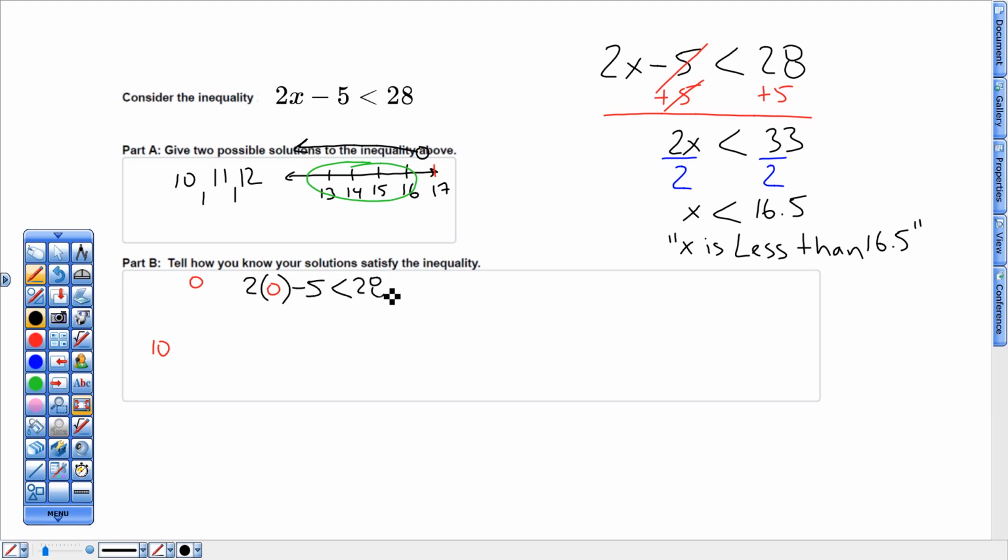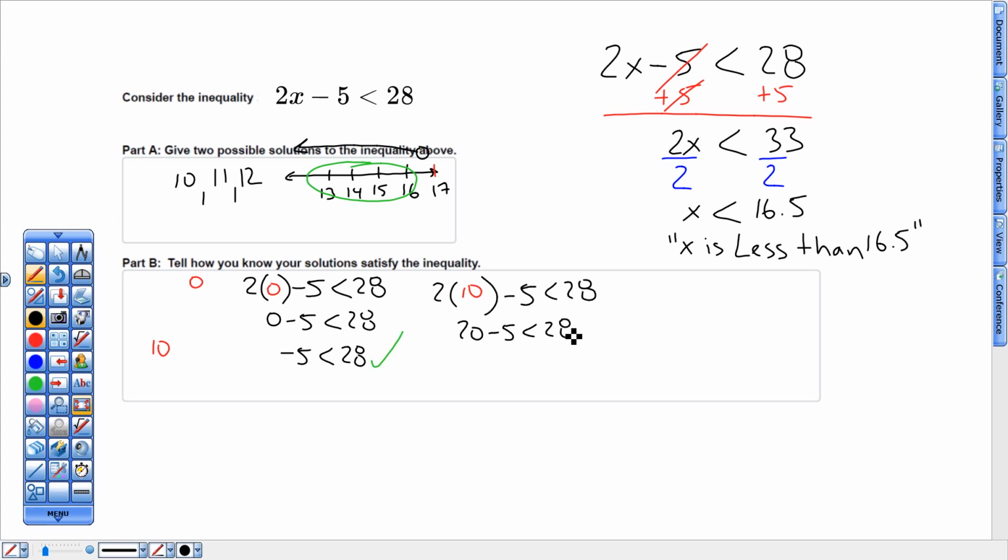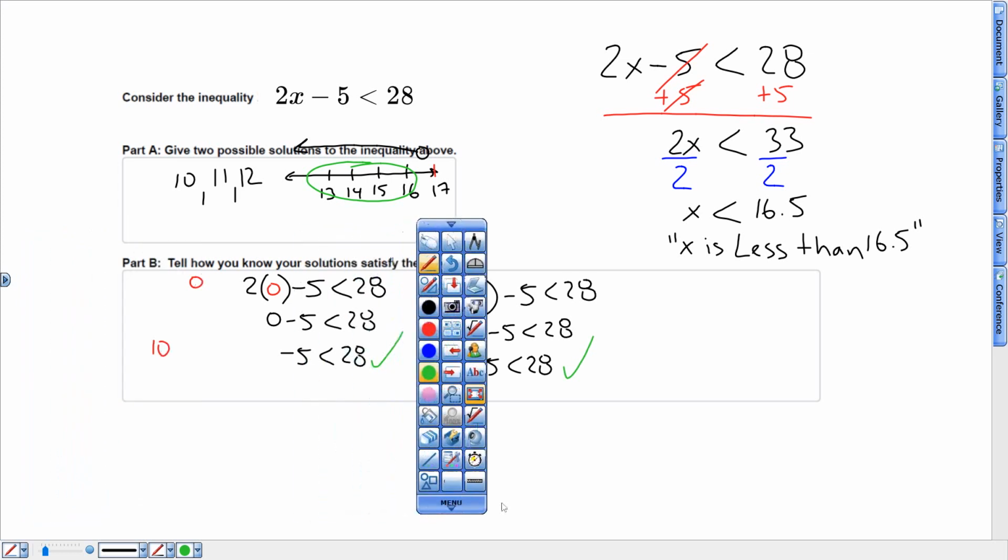Show me this work. That gives me 0 minus 5, which is negative 5. And that for sure is less than 28. Plug in another number in that zone. Plug in maybe 10. Show me how that works and gives me a number less than 28. This gives me 20 minus 5, which is 15, which is another number less than 28. That's true. What happens if you pick a bad point, though?